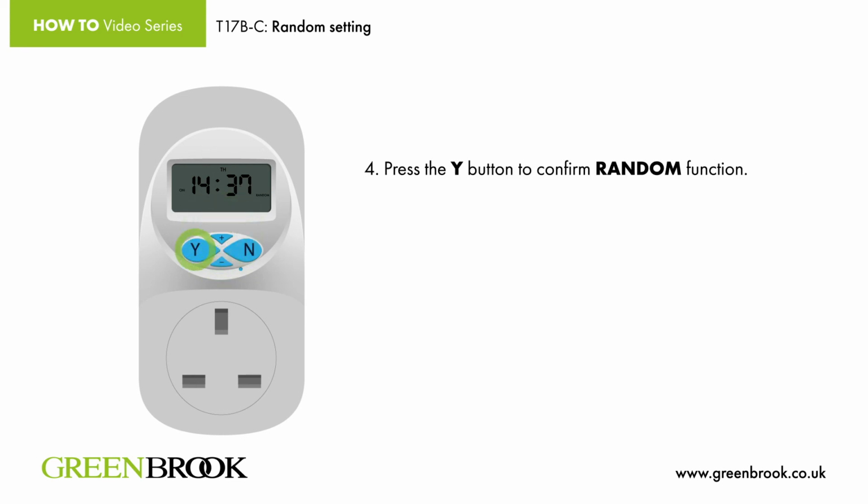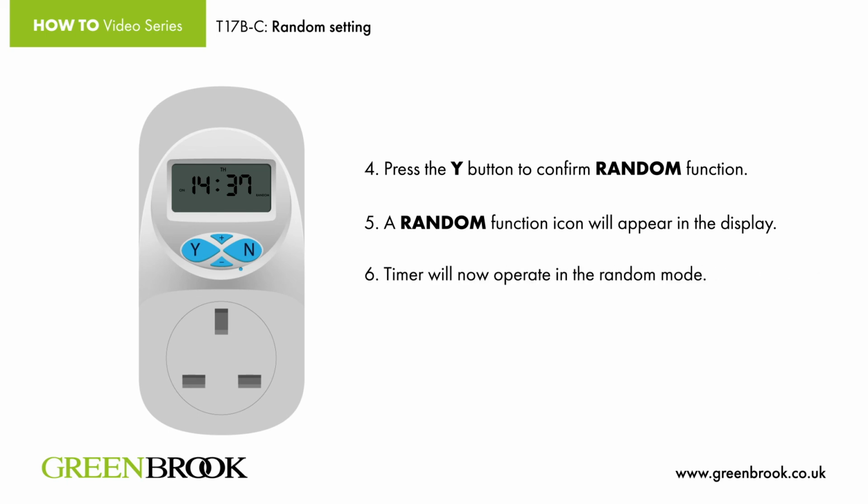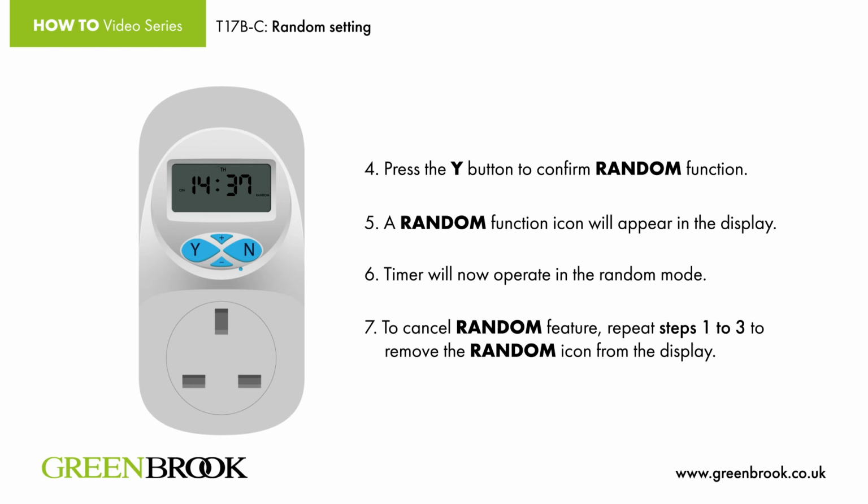4. Press the Y button to confirm random function. 5. A random function icon will appear in the display. 6. Timer will now operate in the random mode. 7. To cancel random feature, repeat steps 1 to 3 to remove the random icon from the display.